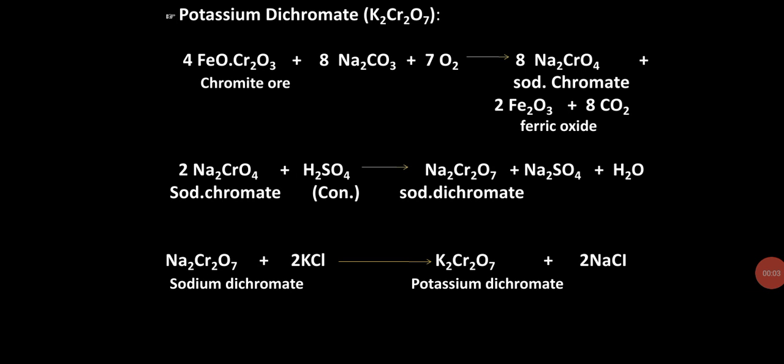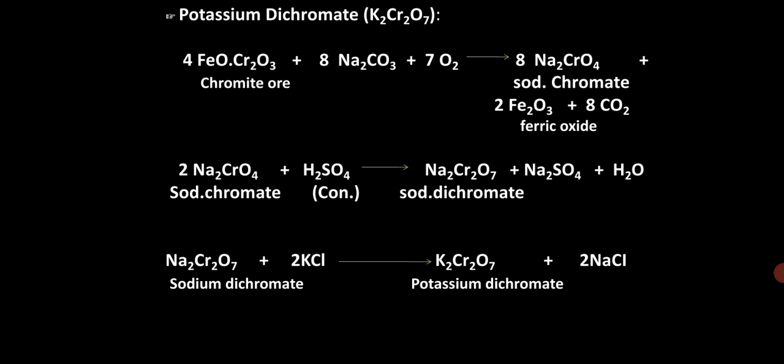Now, potassium dichromate is one of the most important compounds of chromium and is important industrially also. Potassium dichromate, as you can see it on the screen, K2Cr2O7, is prepared from chromite ore, which is FeO.Cr2O3 or FeCr2O4. That is a chromite ore. Now, how do we convert it? First of all, we convert chromite ore to sodium chromate.